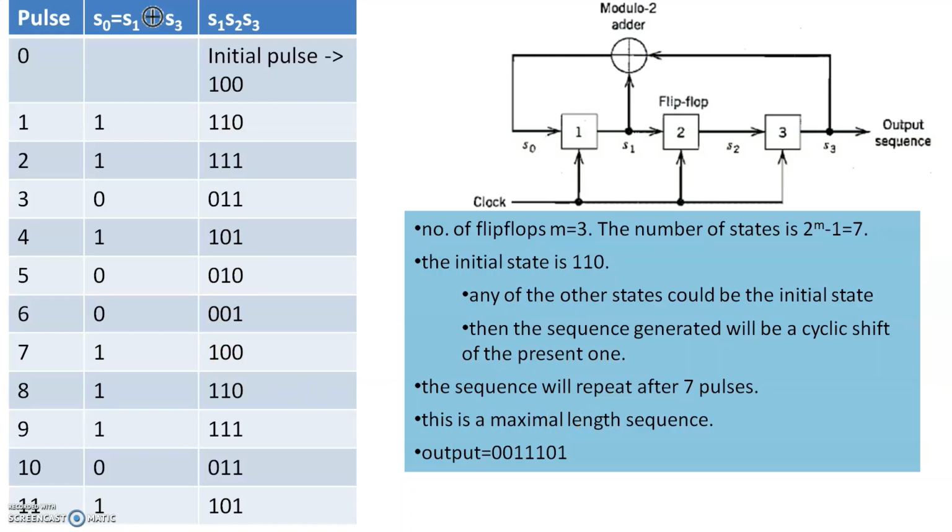Now what is the output that you get? It is 0, 0, 1, 1, 1, 0, 1. This is 3 bits, and it will repeat: again 0, 0, 1, 1, 1, 0, 1. Whatever comes at the output of S3, we will write as the output sequence.